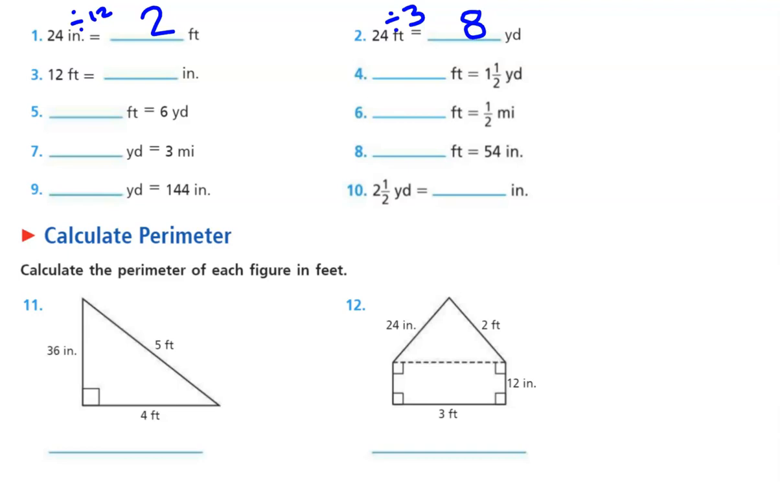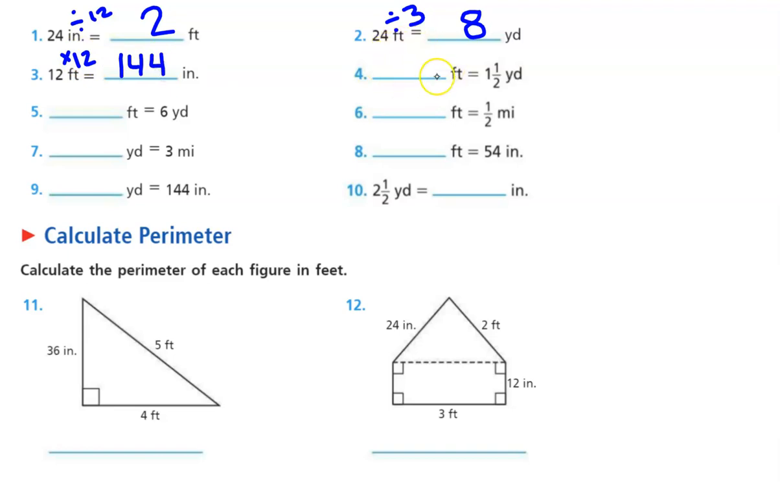This is one where we're going to go the opposite direction. Your feet are larger and inches are smaller, so there's going to be more of them, which means I need to multiply. And in order to know what I need to multiply by, how many inches are there in a foot? There are 12. So I'm going to do 12 times 12, which is 144.